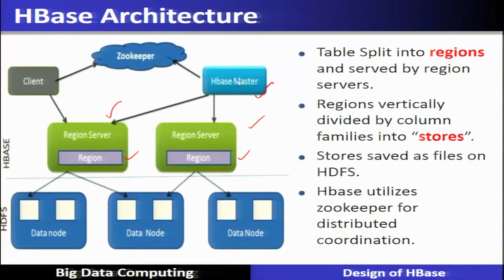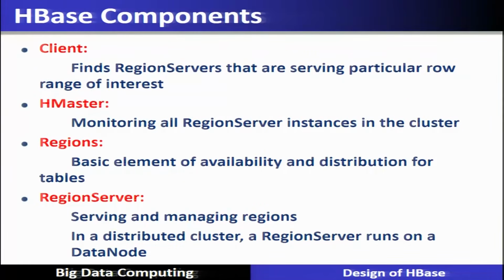In the HBase architecture, the table is split into regions and served by the region servers. Regions are vertically divided by the column families into the stores, which we will discuss later on. Stores are saved as files on HDFS, and HBase utilizes ZooKeeper as the distributed coordination service. The components in more detail.